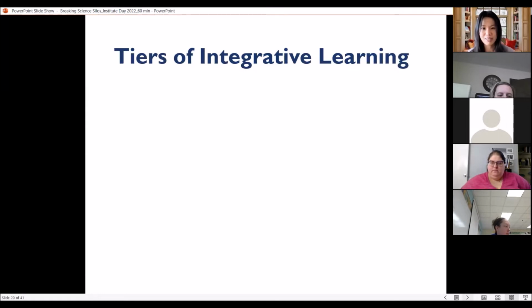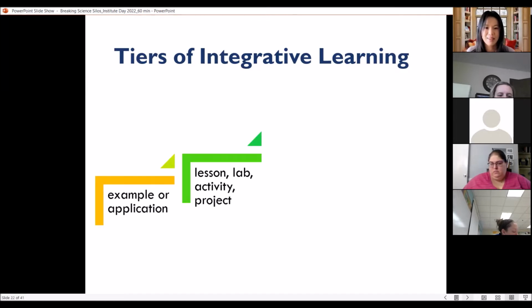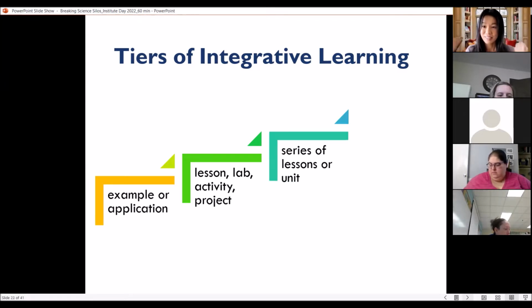I like to break down integrative learning into tiers. So starting at the bottom, you can start by simply including an example or an extension problem, whether it's part of classwork or homework, with the goal of showing how whatever concept you are learning in class has to do with something in another subject area or in real life. To build it up, if you don't want to just do one example, maybe you want to center an entire lesson, lab, activity, or project around that area. To build further, you could design a series of lessons or maybe even a unit around a singular topic.